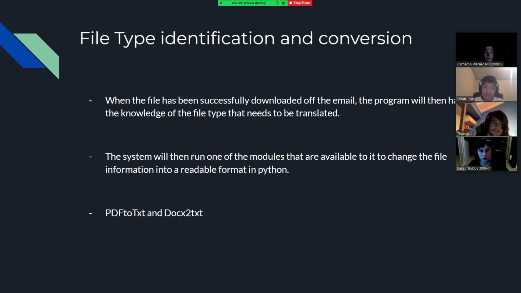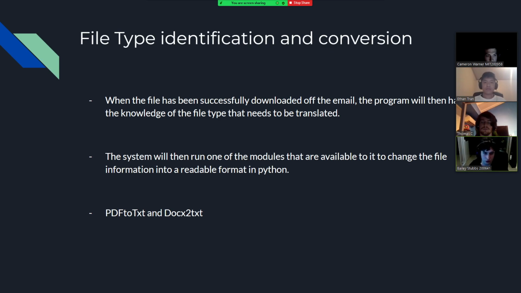So when the file is downloaded, as iterated before, when it's a successful download of the email, the program will then have the knowledge of the file type to be translated. And the system will run one of the connected modules that we have loaded onto our program to be able to change it into a readable format for Python. And then we'll be using PDF to text and docx to text as well.